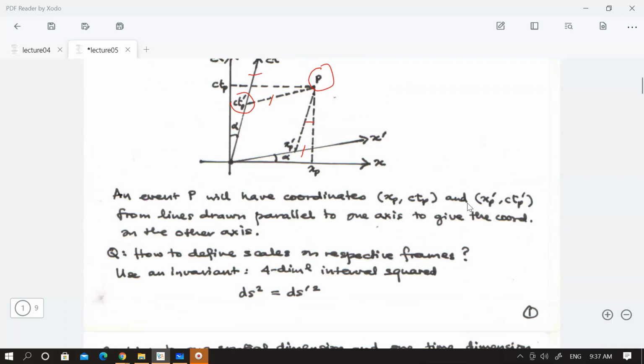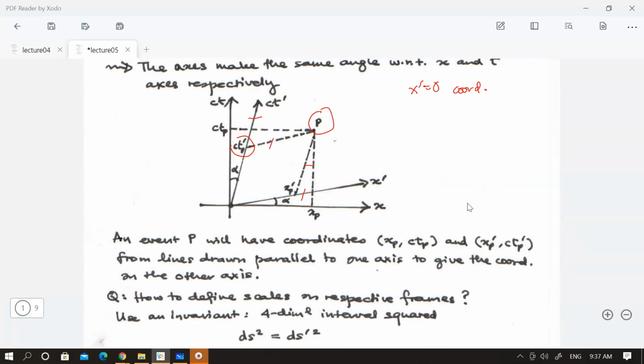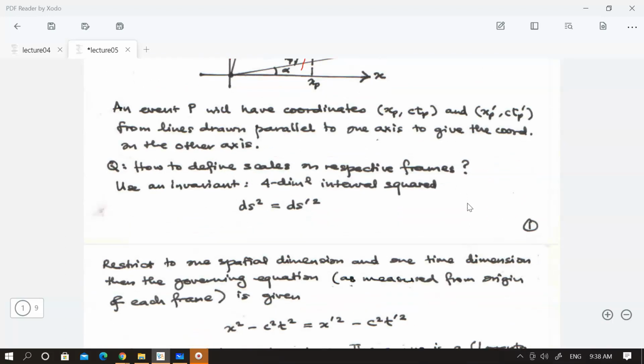One of the problems you'll see later on when you try to draw it is how this transformation changes the scale of the axis itself. So one of the problems is to understand this properly. How can you define scales on the various different inertial frames? Well, we have seen earlier that one thing that doesn't change from one frame to the other is always your four-dimensional interval squared. So we make use of this to set up a scale for each reference frame.